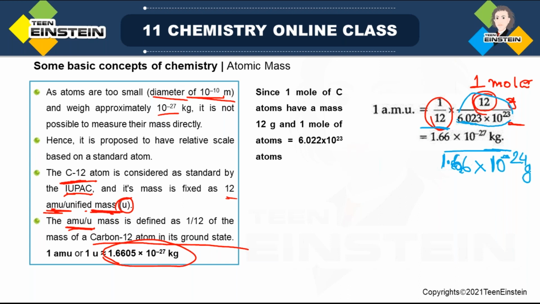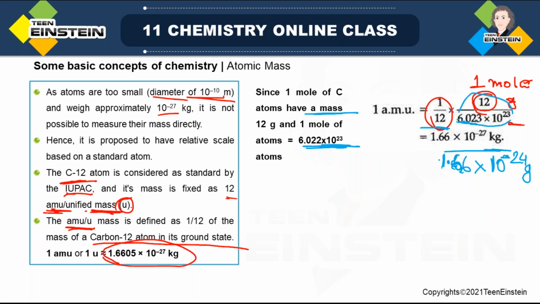Okay, so since 1 mole of carbon atoms has a mass of 12 gram, and we know 1 mole of atoms contains this number of atoms, that is why we are dividing first 12 by this Avogadro number, and then we have to take the 1/12 value of this. Okay, in this way you can get the relationship between mass in terms of kg or gram and mass in terms of AMU.